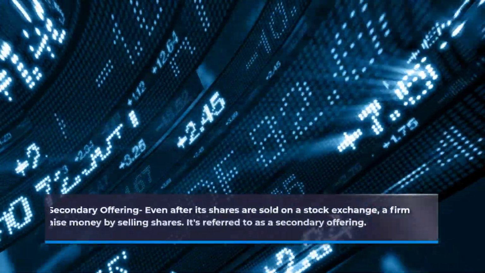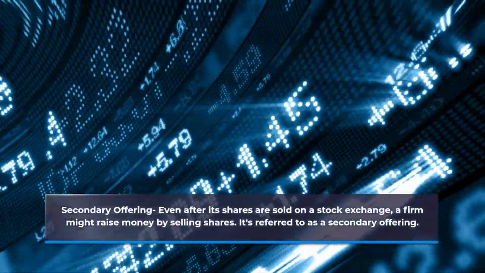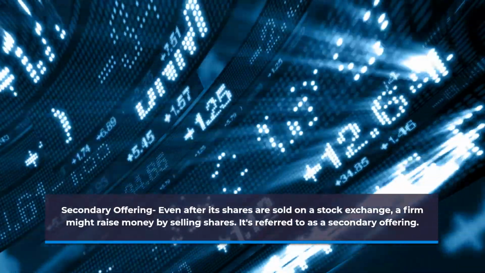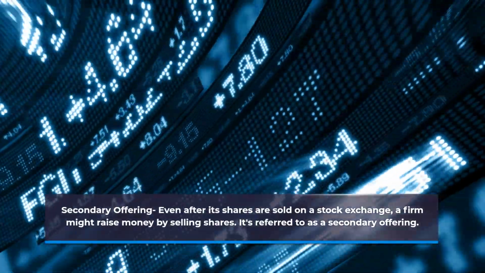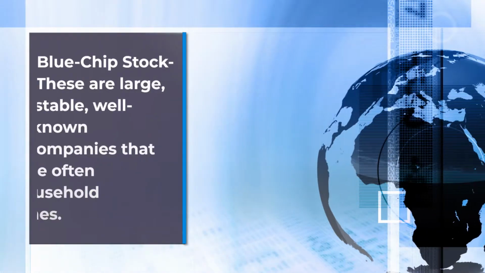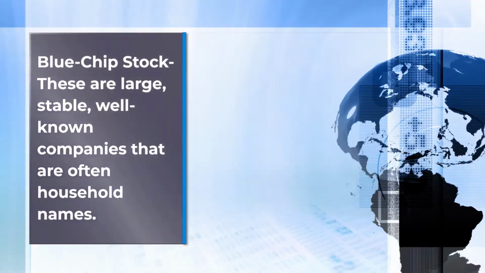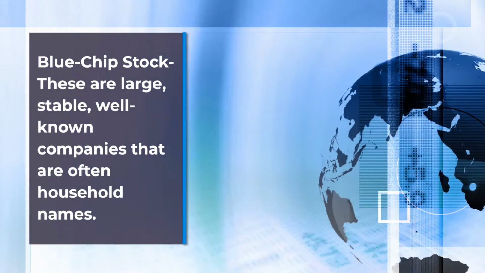Secondary offering. Even after its shares are sold on a stock exchange, a firm might raise money by selling shares. It's referred to as a secondary offering. Blue chip stock. These are large, stable, well-known companies that are often household names.